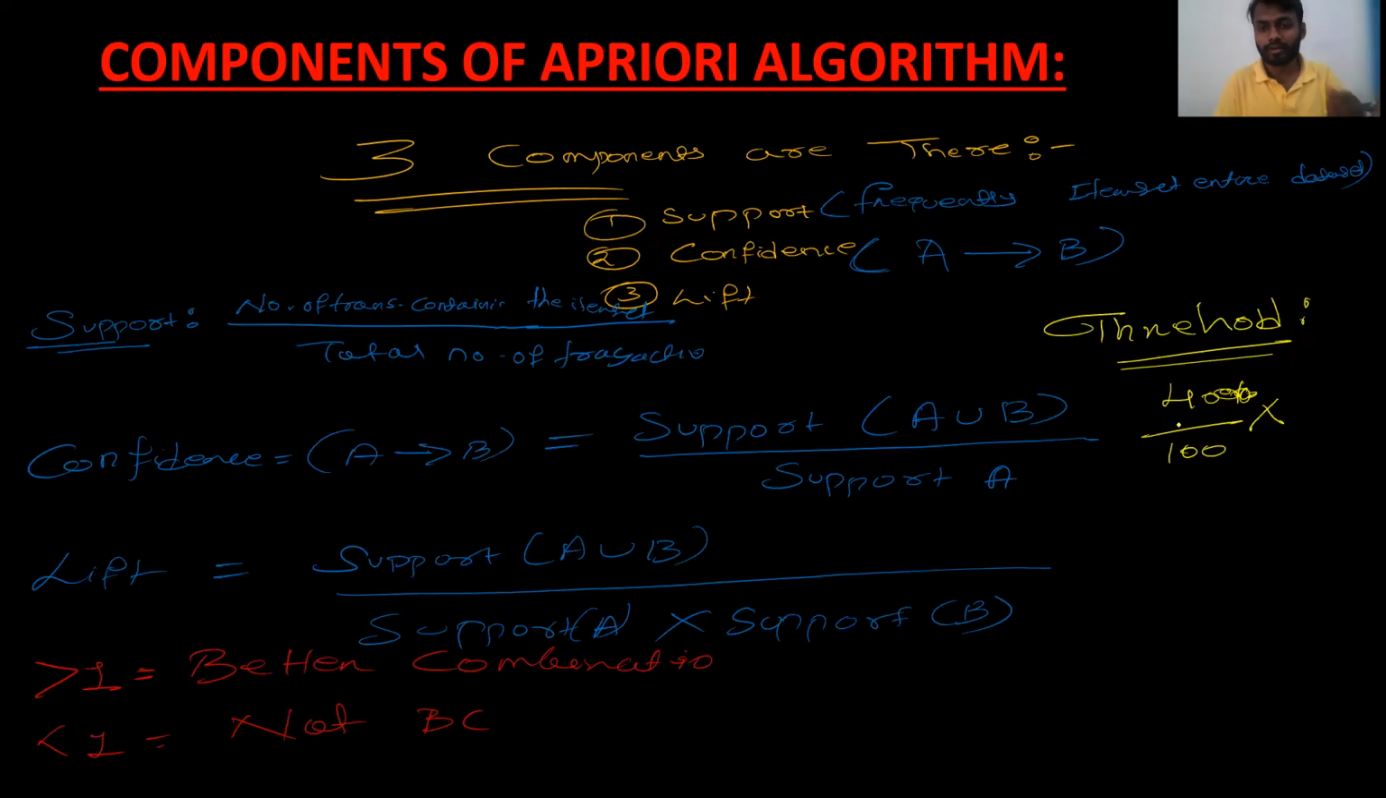So 40 divided by 100 multiplied by the total number of transactions. How many transactions are there? You can just write the number of transactions. So you have to just calculate like this. Clear? You have to calculate the threshold value like this. So this is all about the support, confidence, lift, and threshold.